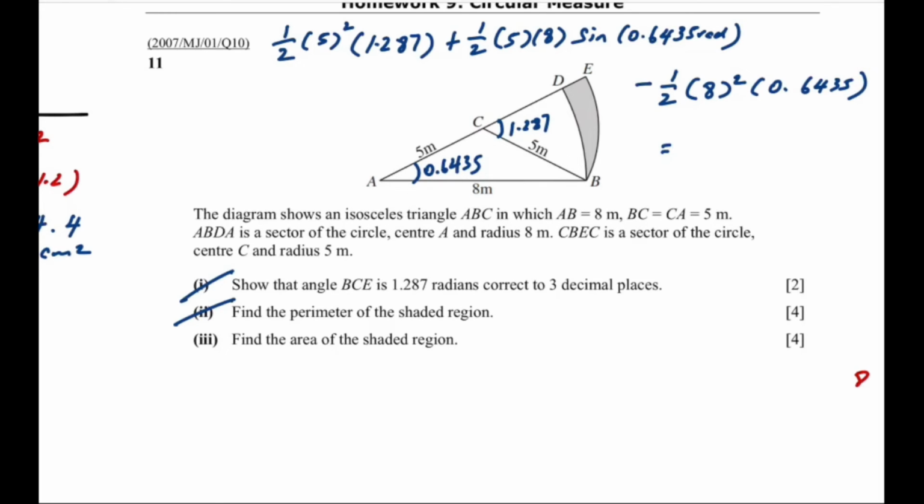Final answer: 7.495, so 7.5 meters square. That'll be the final answer for the last question, the shaded area.